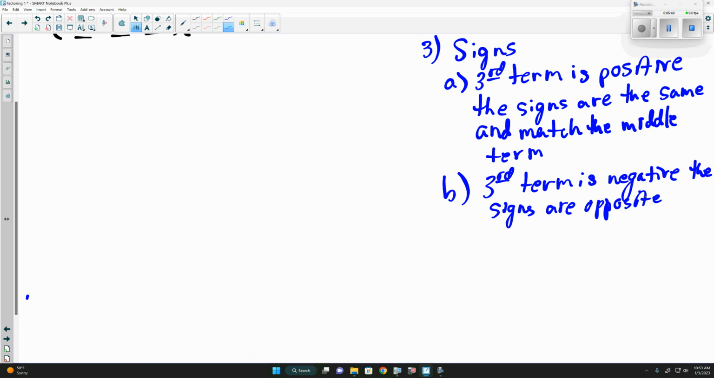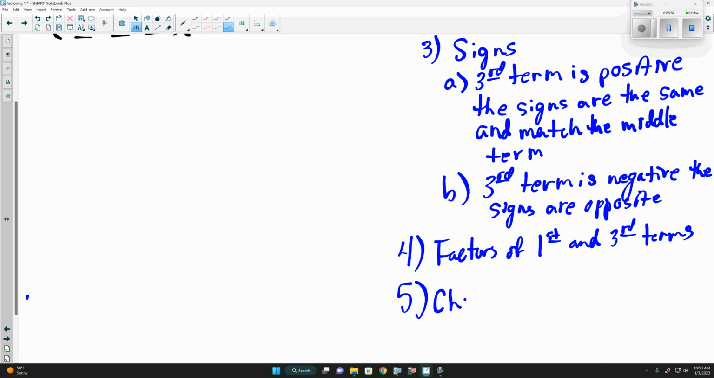Now we can go on and list out the fourth and fifth steps. Fourth step is to find the factors of the first and third term. And the last step is to check. So these here are our 5 main steps with factoring.